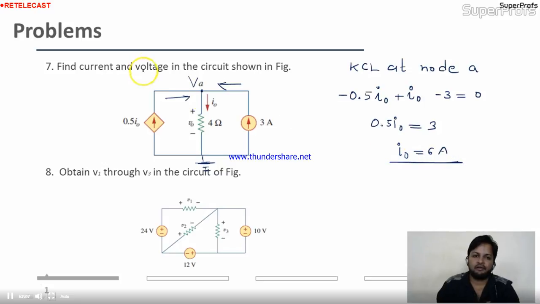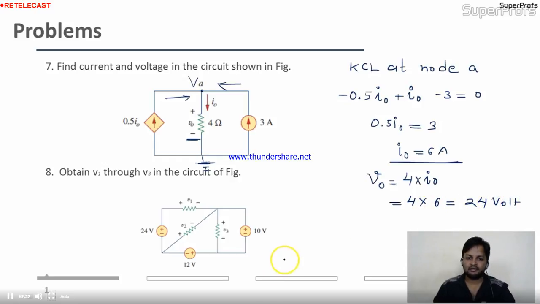Once we find out the value of I naught, we can easily find the value of V naught. Because V naught is nothing but this 4 multiplied with current, Ohm's law. 4 into current. 4 into 6, so I'm having 24 volt. Clear? Very good. This is very easy again. Now come to the next one.